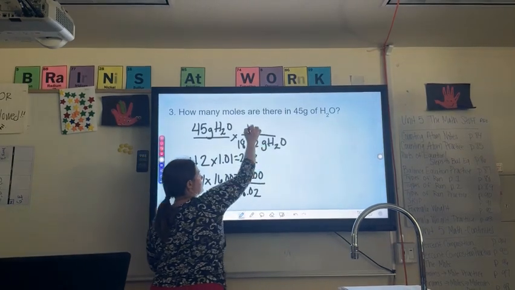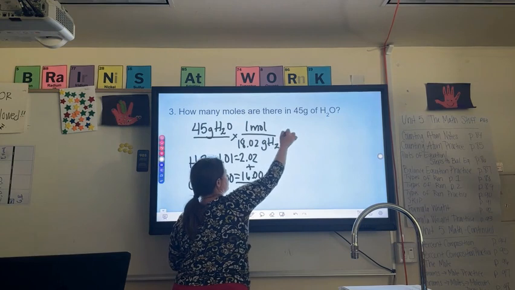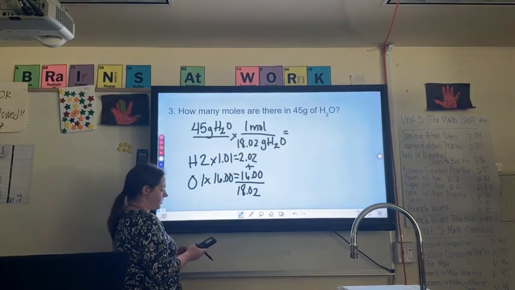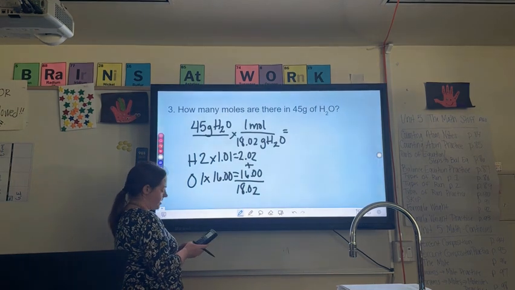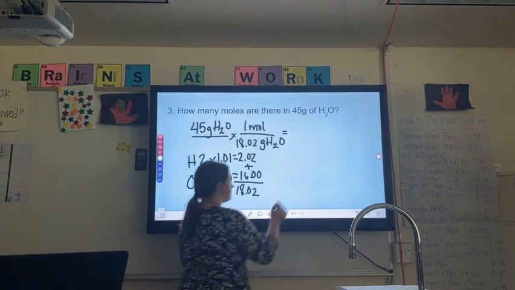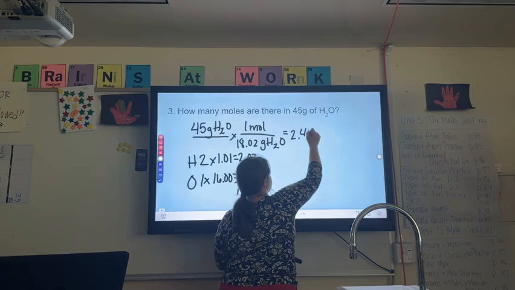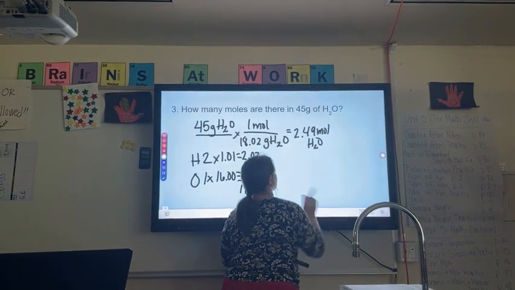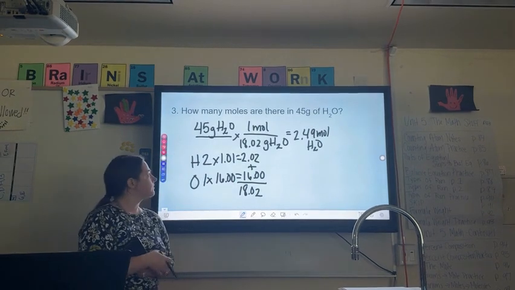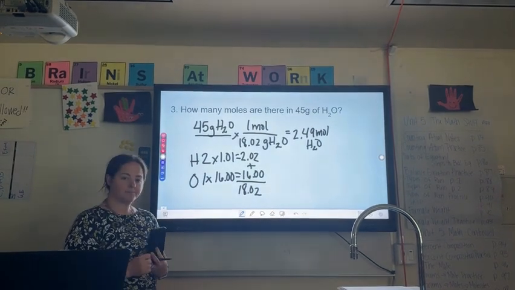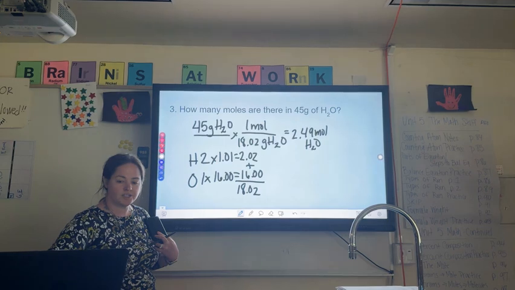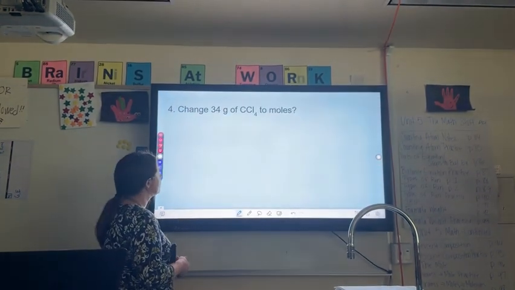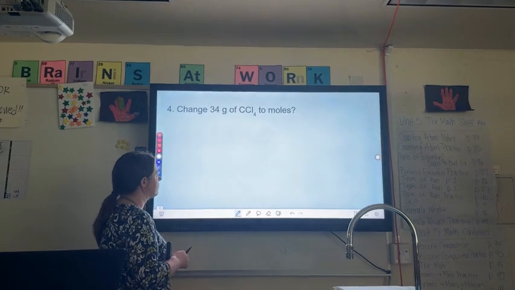And the formula weight is equal to 1 mole. So you're going to multiply the top. 45 times 1 is 45, divided by 18.02, and we get 2.49 moles. Okay. Take a minute to solve and see if your answer matches mine. We have a few more we're going to do. Our 4th problem is change 34 grams of CCl4 to moles.